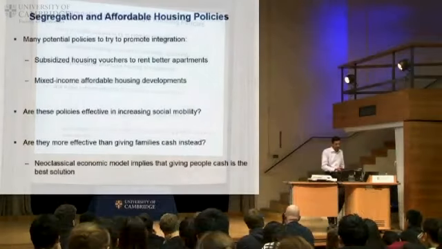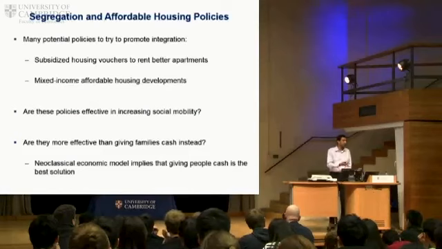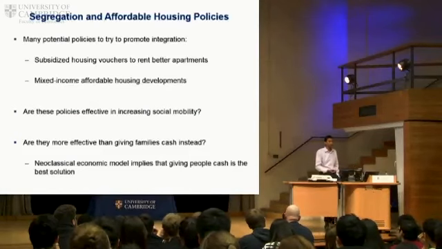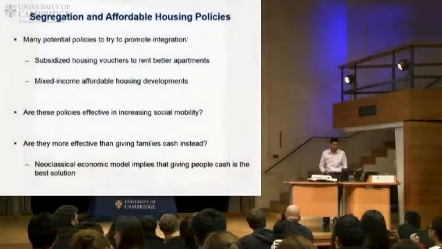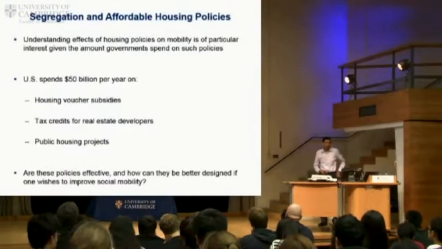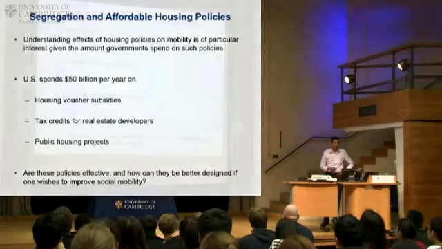for $5,000. And standard economic theory would tell you that typically you'd think just giving people cash is the best solution, because if they're optimizing, they're going to make the best decision they can themselves. They can always go and move to that better neighborhood if they wanted to. And so maybe giving people cash is better than trying to deliberately change where they live. And so I'll touch upon both of these issues. So understanding the effects of these housing policies on mobility, I think, is of particular interest given the amounts that some governments spend on such policies.